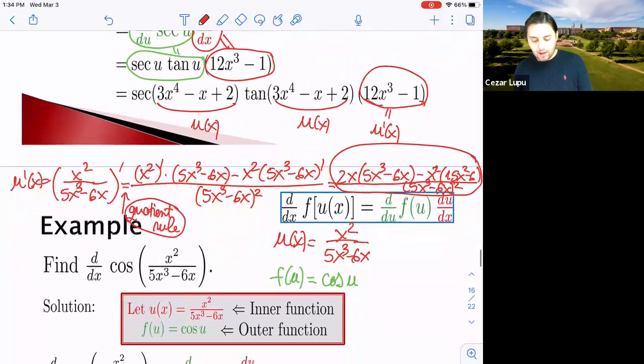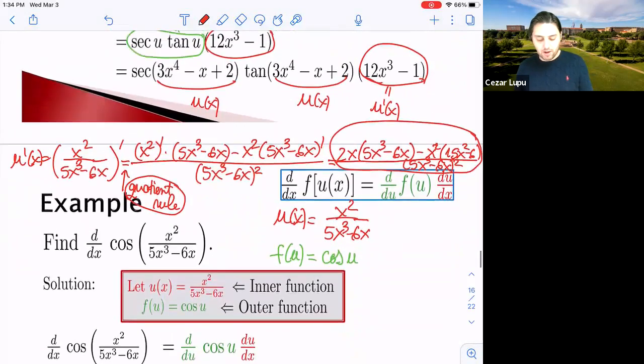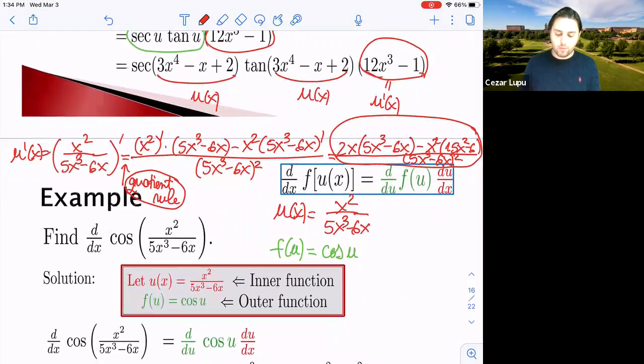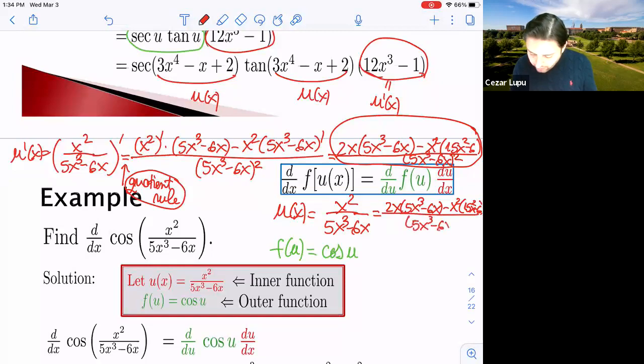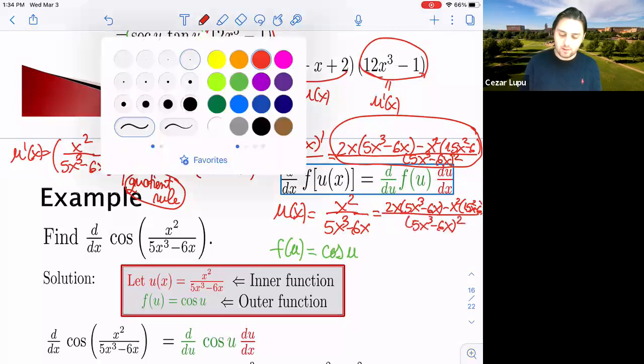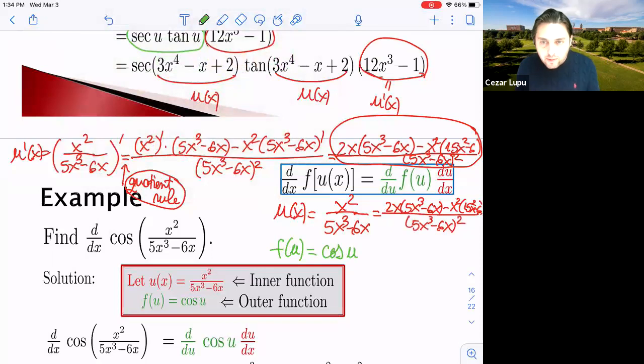All right, now let's look here. We're applying the chain rule, right? And we know how to compute the derivative of this. Let me write it here actually. So this is 2x times 5x cubed minus 6x minus x squared times 15x squared minus 6. Ugh. Everything over 5x cubed minus 6x, everything squared. All right, so I hope you can see that mess over there. Can you guys see it on the screen? Okay, that's good.